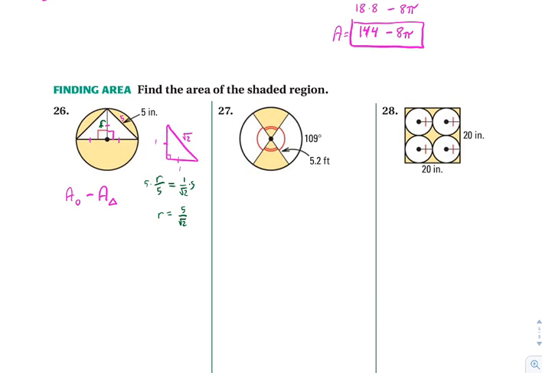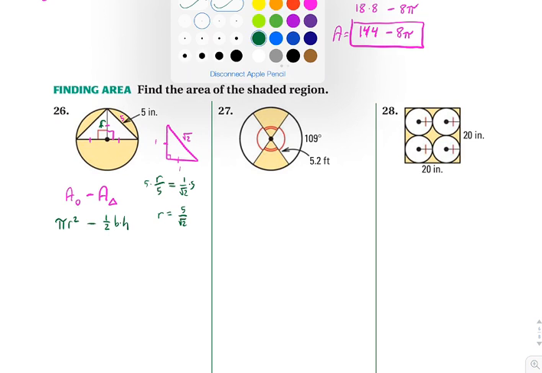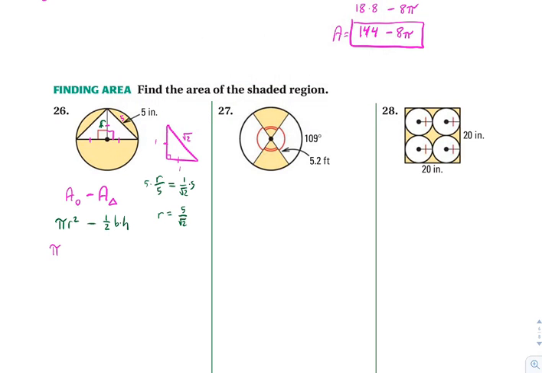So the area of my circle is pi r squared, minus the area of my triangle, which is 1/2 base times height. So going back to pink here, what do I have? I have pi times 5 over root 2 squared, minus 1/2. The base of my triangle is 2 of those, and 2 times 5 over root 2, it's 2 over 1, so the top becomes 10 over root 2. And then times the height, which is 5 over root 2.